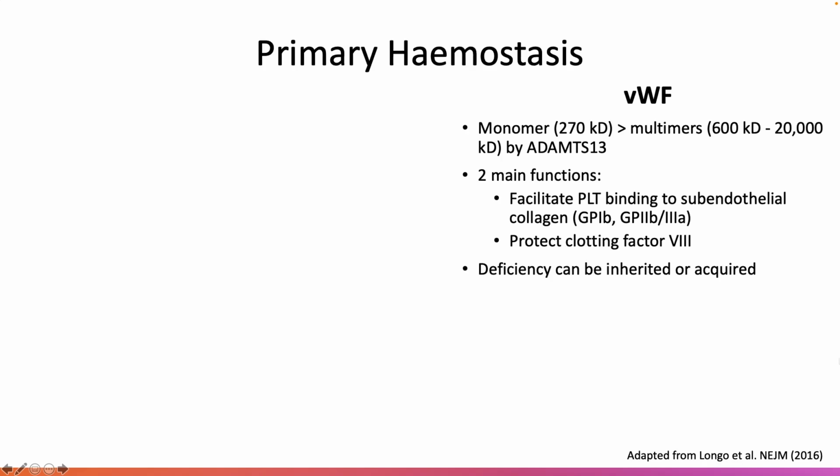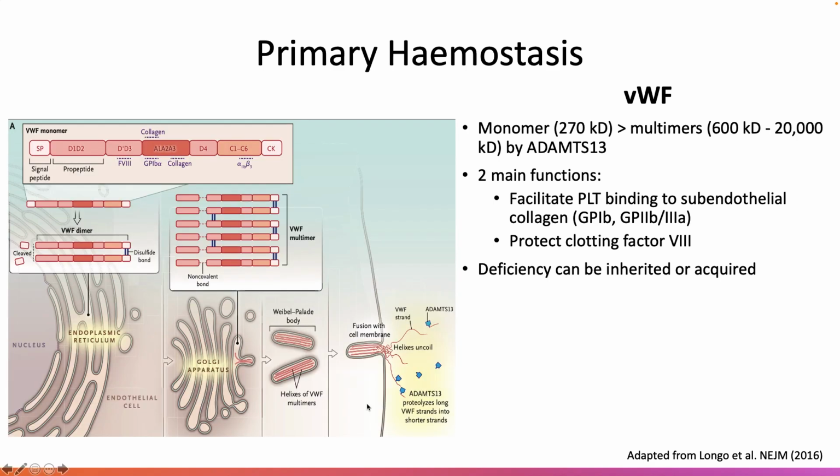The second component which is important in primary hemostasis is the von Willebrand factor. As you can see from the diagram, this is extracted from NEJM. As soon as the von Willebrand factor ribbon is produced from the Golgi apparatus, it forms the Weibel-Palade body. This Weibel-Palade body releases the von Willebrand factor strand into the circulation, and it is subsequently cleaved by the enzyme called ADAMTS13.